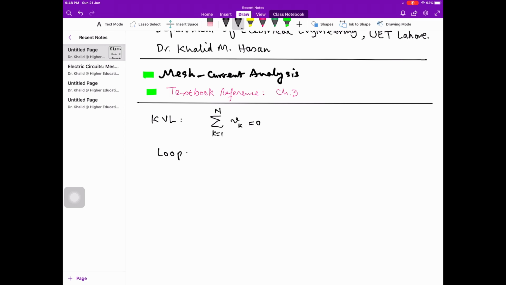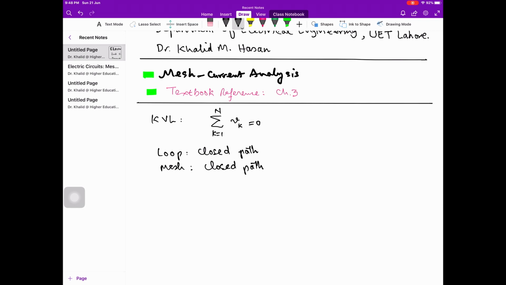Basically, a loop is a closed path in a circuit without repeating a node in the circuit, while a mesh is also a closed path. The difference between these two is that a mesh is a special type of loop which does not contain another loop inside it.